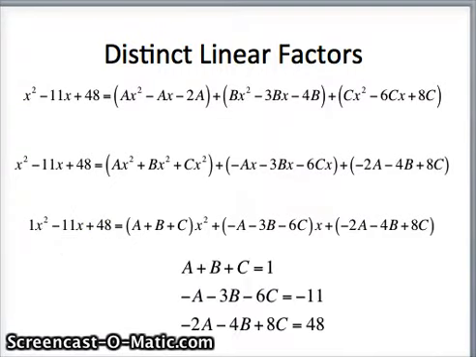So knowing that, we have a system of three equations and three unknowns, which is a fairly long process to complete, but not terribly difficult. So we have to solve for A, B, and C. How are we going to do that? I'm going to choose to eliminate variables.